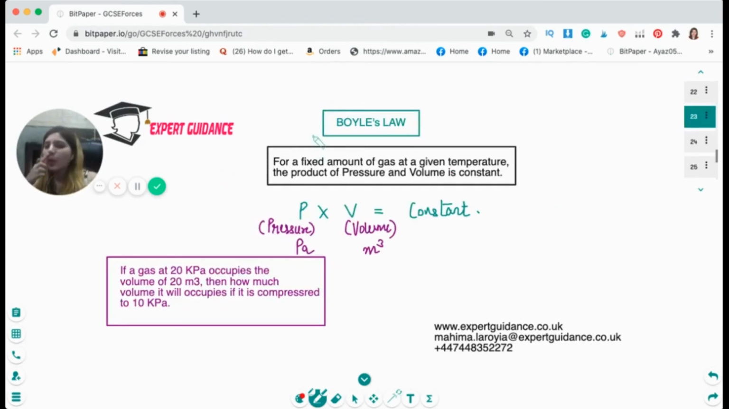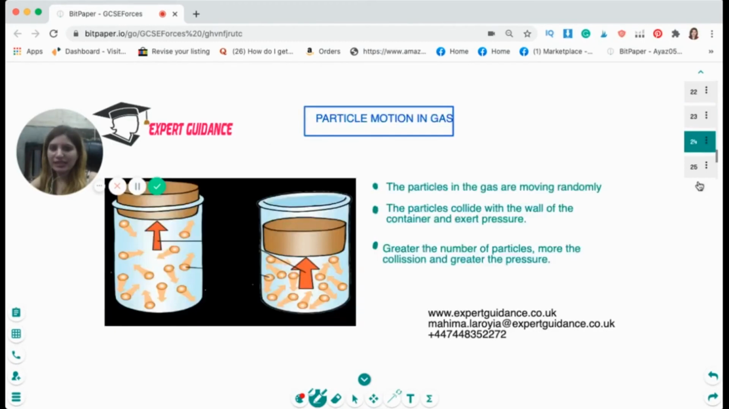Okay. So there is a law which relates the pressure and the volume. You have to remember the statement, Boyle's law. For a fixed amount of gas at a given temperature, the product of pressure and volume is constant. So P times V is constant. Okay. So we can have this question: if a gas at 20 kilopascals occupies a volume of 20 meter cubed, how much volume will it occupy if it is compressed to 10 kilopascals?